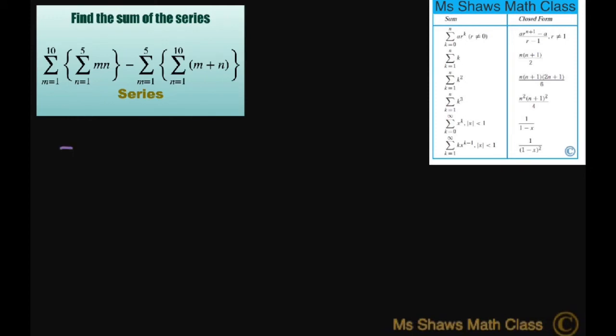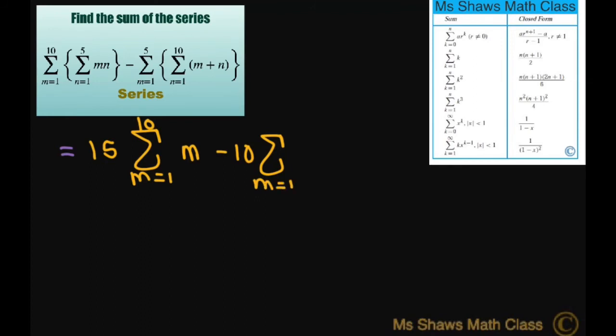So we're going to get this equals 15 times the sum of m equals 1 to 10, and then we still had m, and then I'm going to pull out the 10 we had, so minus 10 times the sum of m equals 1 of m. So there's those two. And then we also had minus 55 times the sum of m equals 1 to 5 of 1, because that last term we had was 55. All right. So let's see what we get.